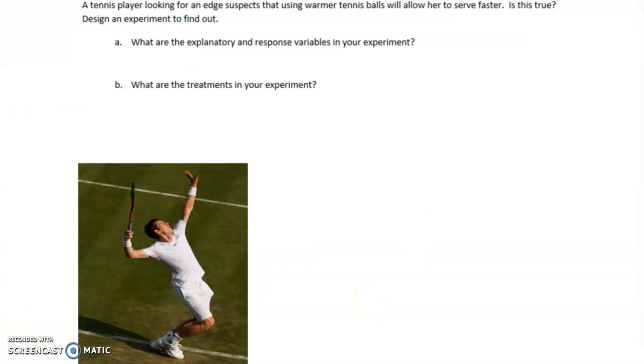Okay, so a tennis player looking for an edge suspects that using warmer tennis balls will allow her to serve faster. Is this true? So what are the explanatory and response variables? So my explanatory would be the temperature of the tennis balls. And my response variable will be the serve speed. What are the treatments? That would be the warm tennis balls and the cold tennis balls.